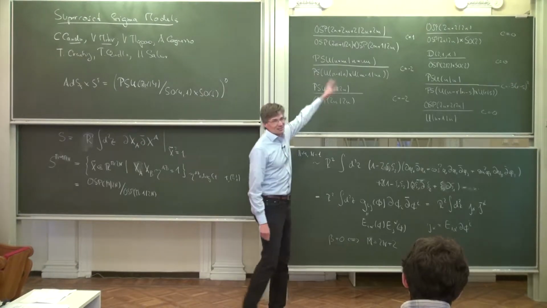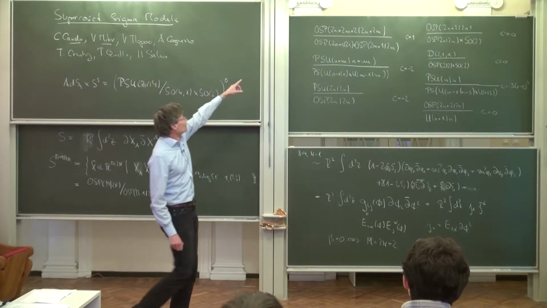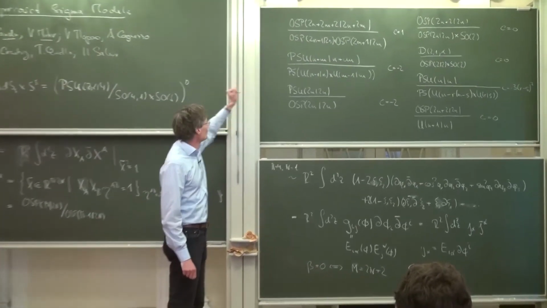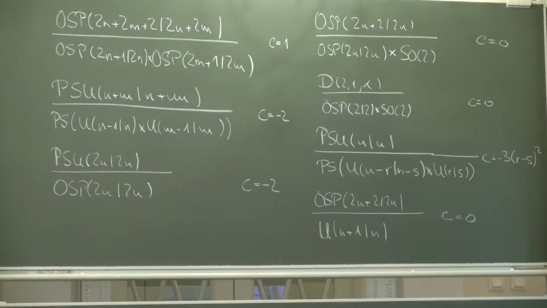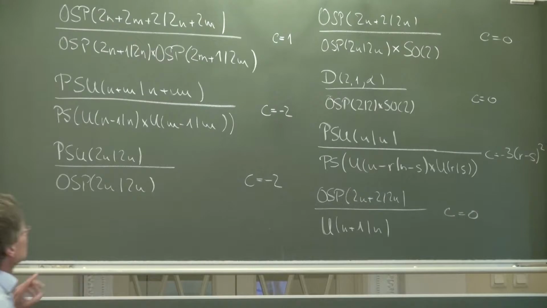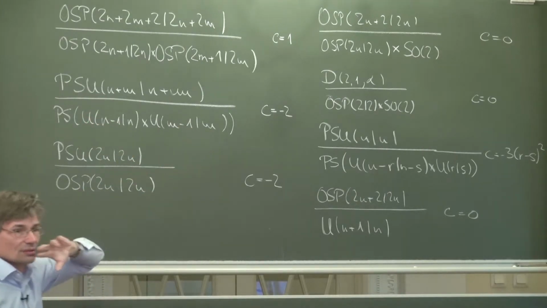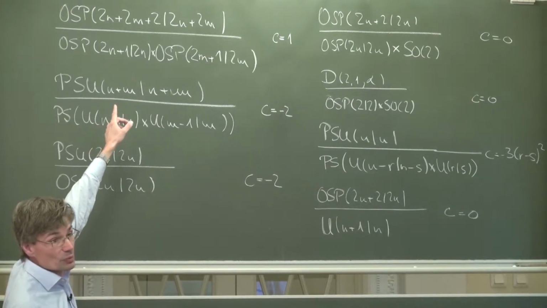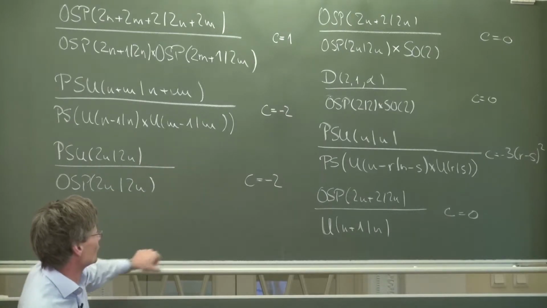So that's a list, okay? You just stare at it once. What you notice is that the numerator group is always one of the groups P(2n+2|2n), or PSU(n|n), or D(1,2;alpha). That's actually necessary for the vanishing of the one-loop beta function. Then the denominators have extra constraints coming from higher-loop beta functions in this case. So you see there are real Grassmannian superspaces, complex Grassmannian superspaces, and then this family, which gives c equal 1, c equal minus 2, c equal minus 2.